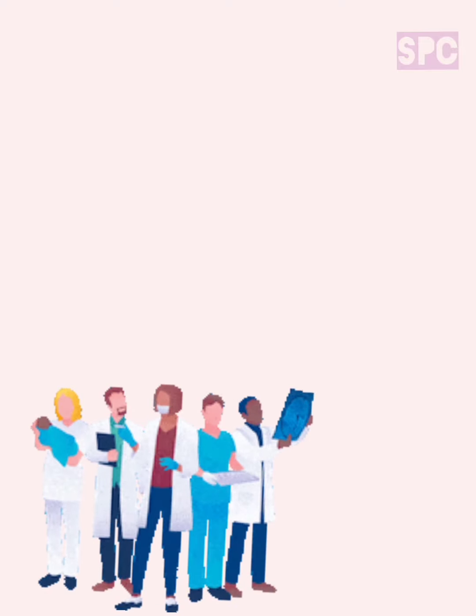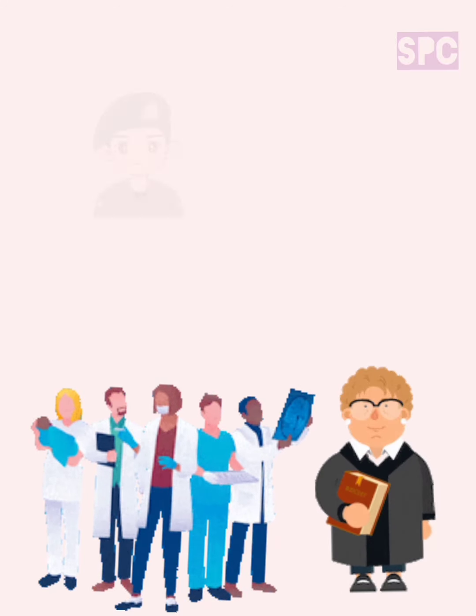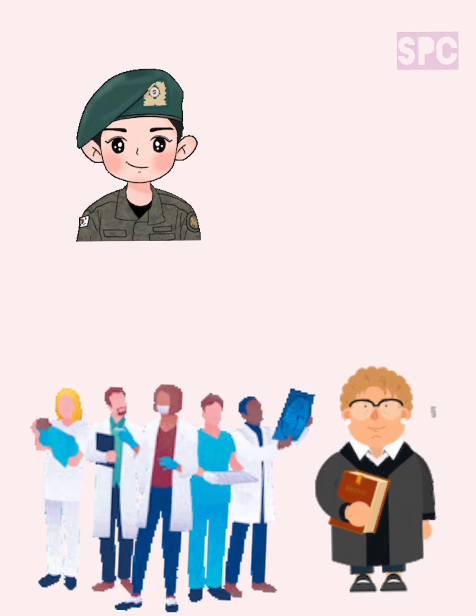People with different occupations have different uniforms which help us to recognize them. Like the uniform of a doctor, a lawyer, a soldier. They all are very different and just by seeing their uniform, we can rightly guess their occupation.